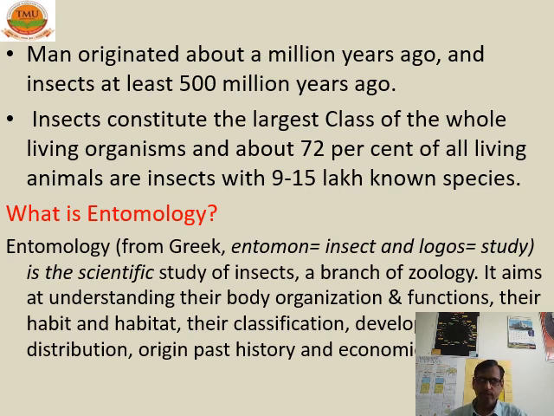Now the question arises, what is entomology? So we know that entomology is taken from the Greek words entomon, meaning insect, and logos, meaning study. It means entomology is the scientific study of insects, a branch of zoology. It aims at understanding their body organization and functions, their habitat, their habits, and their classification, development, distribution, origin, past history, economic importance, etc.